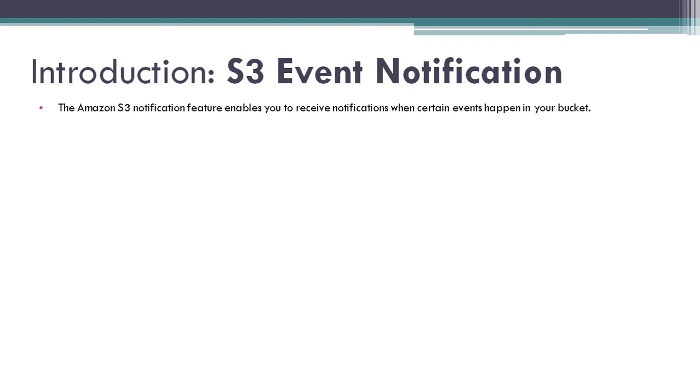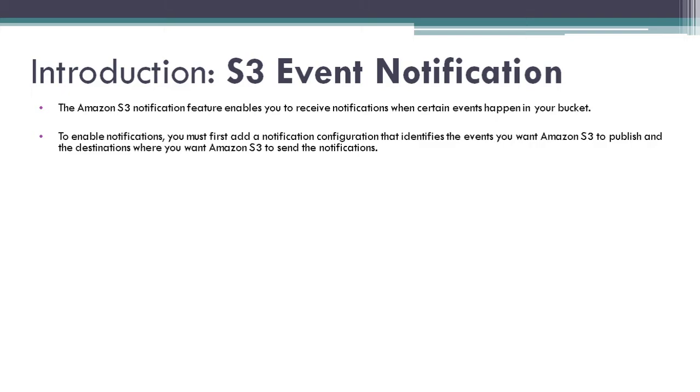The Amazon S3 notification feature enables you to receive notifications when certain events happen in your bucket. So in your S3 bucket, some events happen, like you created new objects or you deleted some objects. If you want to get notified about those events, you can set S3 event notification. To enable notifications, you must add a notification configuration that identifies the events you want Amazon S3 to publish and the destinations where you want Amazon S3 to send the notification.